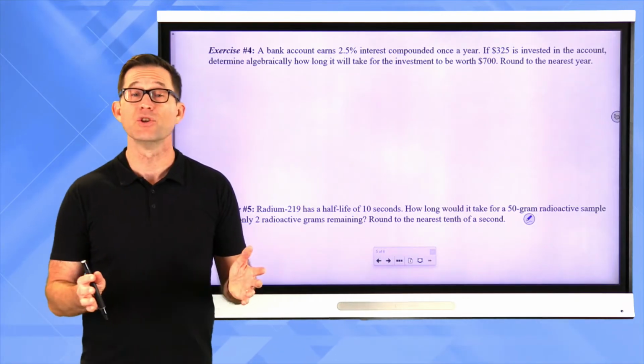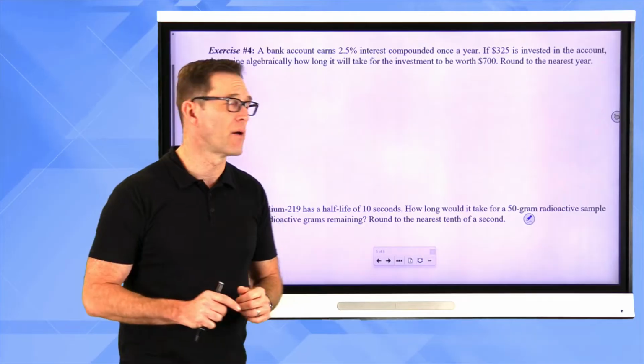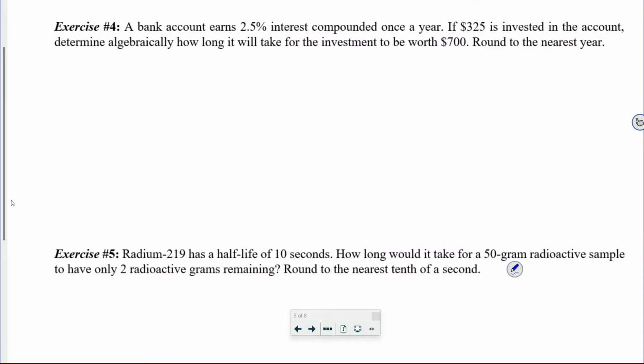All right, let's do it. So first, let me just model the amount that this savings account is worth, right? The amount that it's worth is always going to equal that principal amount, 325. It's growing at 2.5%, so it's really 1 plus 0.025. The compounding is just once a year, so it's just to the t.